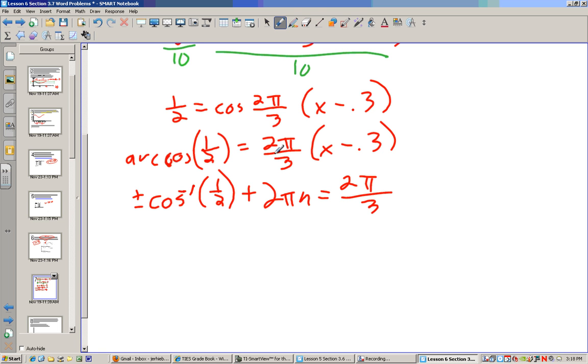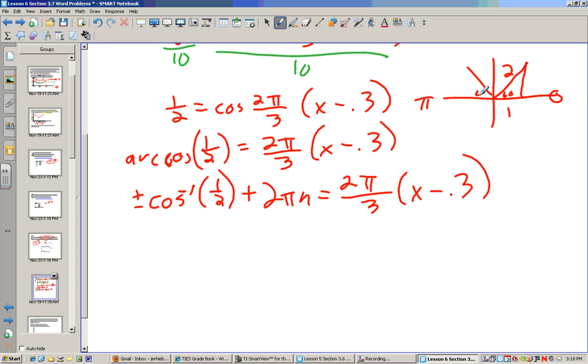Remember the arc cosine, we can convert this to this formula. That's what we learned on our previous day. Inverse cosine of 1/2, cosine ranges from 0 to pi. 1/2 occurs when the adjacent side is 1, the hypotenuse is 2.